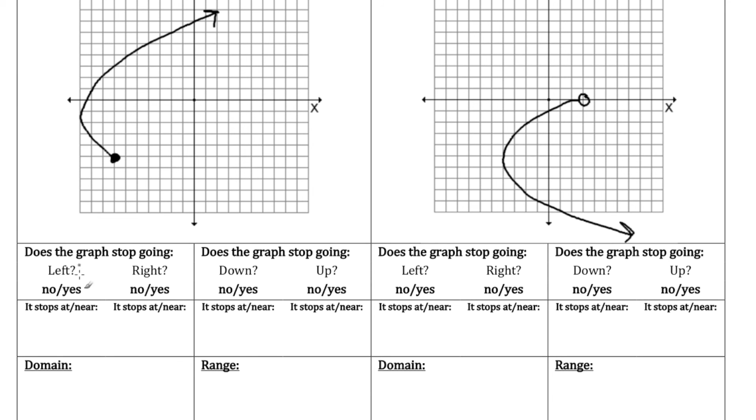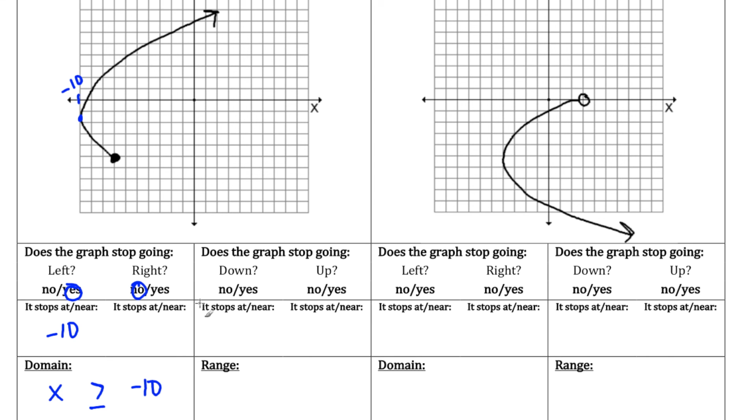So let's talk about the domain. Does the graph stop going left? Yeah, right here at -10, I believe. Yep. But then it goes right forever. So does it stop going to the right? No. And the domain, so our x values are only limited by -10. All these dots here have an x that is bigger than -10, to the right of -10, and there's one that's right at -10.